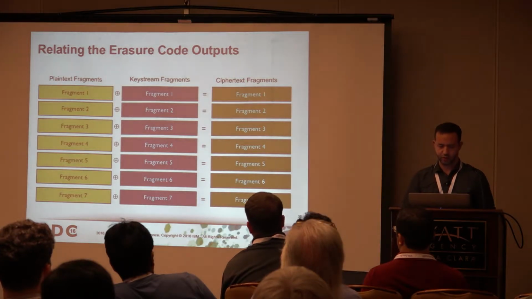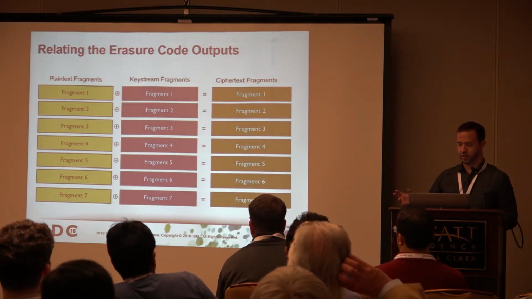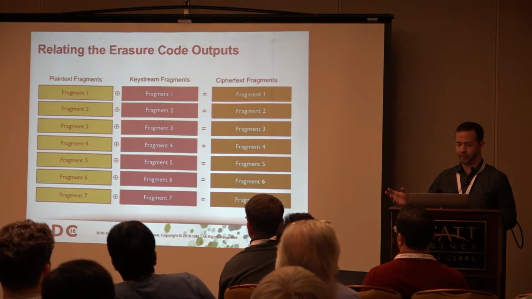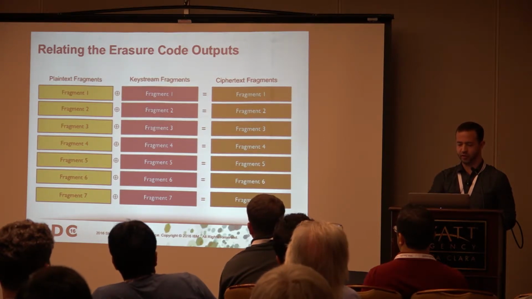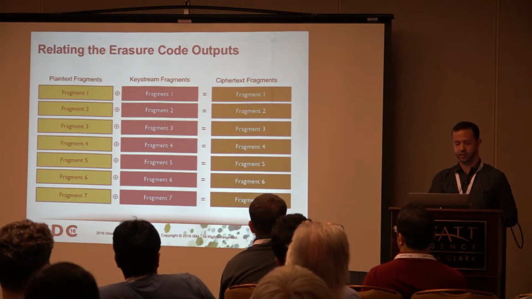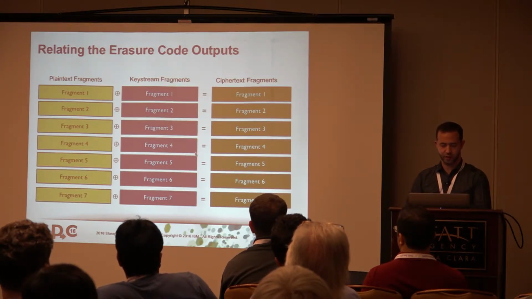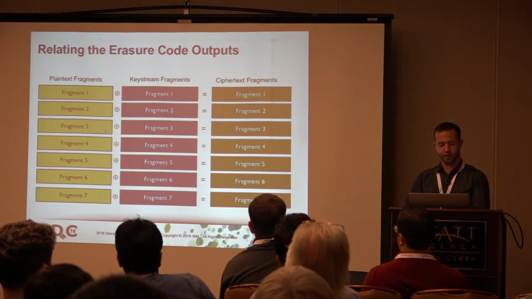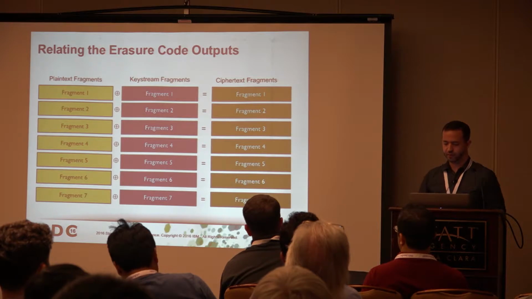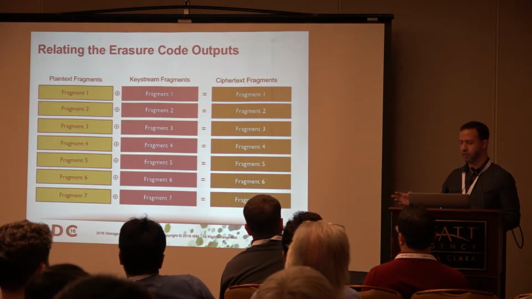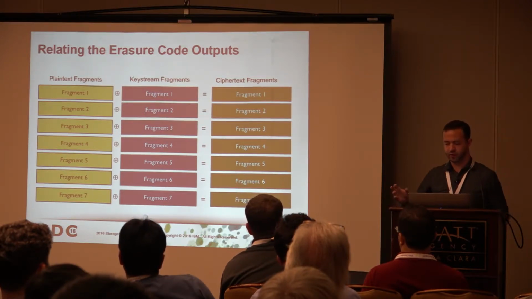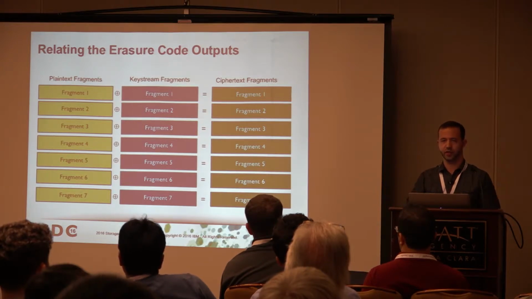Then due to the property of erasure codes being linear, it follows that this relationship holds between all of the fragments of the plain text and the fragments of the key stream. So for example, if you look at the third fragment of the ciphertext, it will equal the third fragment of the plain text XORed with the third fragment of the key stream. This property can yield enormous practical benefits, especially in a distributed system where you're storing encrypted and erasure coded data.